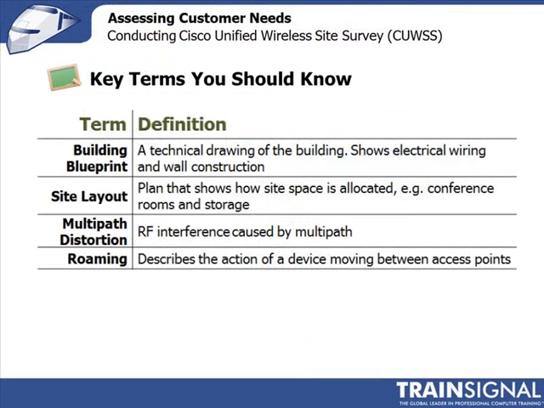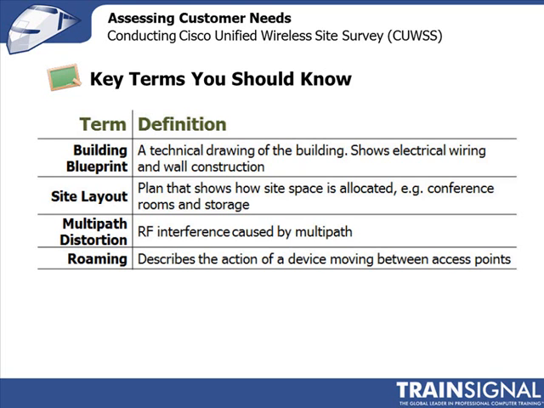So a few terms you should be familiar with. The building blueprint. This is the technical drawing of the building itself. It's a very, very valuable resource if you can get hold of it. It shows you where the electrical outlets are. It shows you the wall construction. Just be aware that sometimes people will add walls or remove walls or change things, and they don't always update the blueprints. So check to make sure they're still accurate when you get out on site.